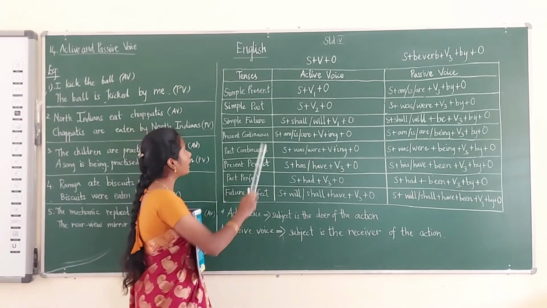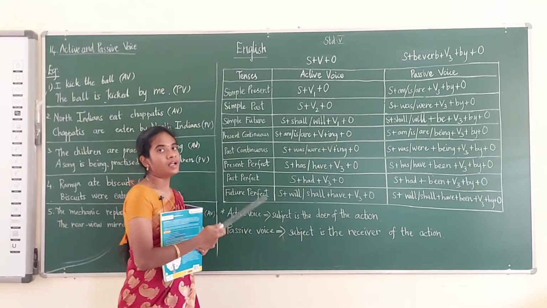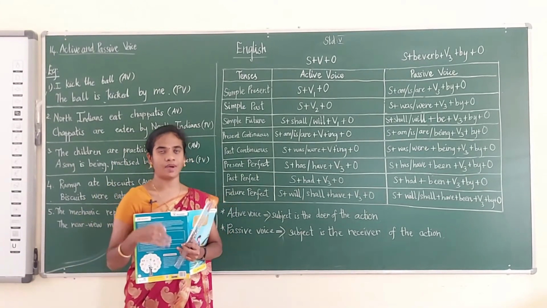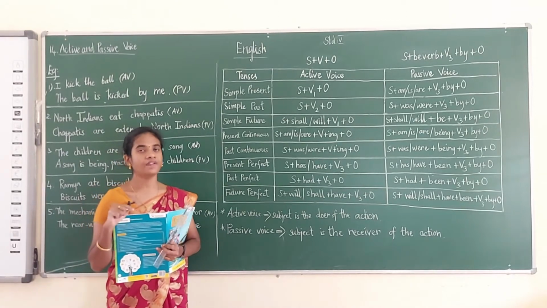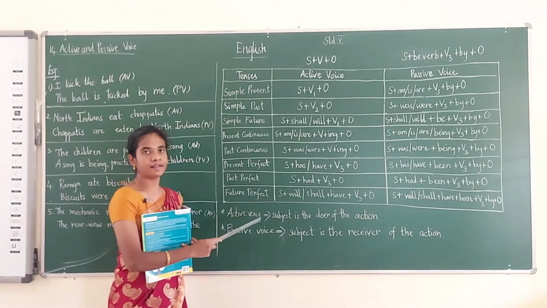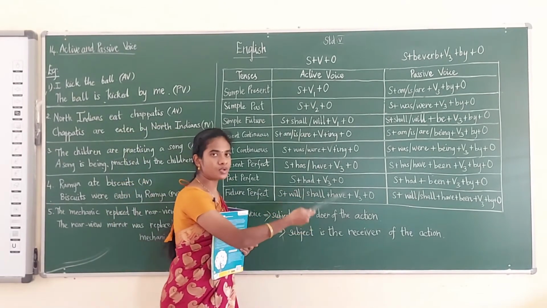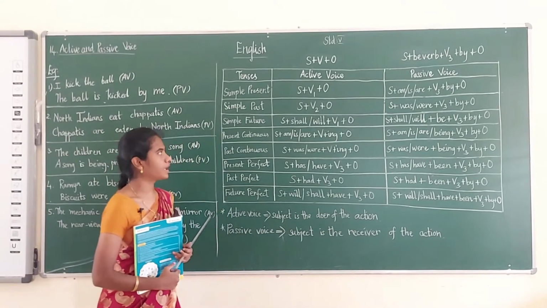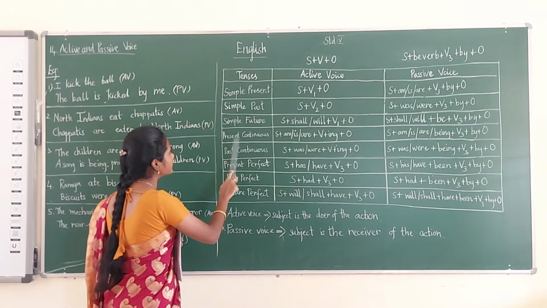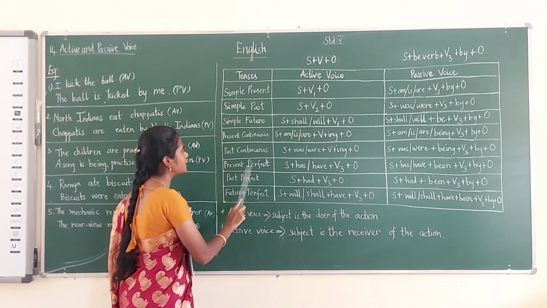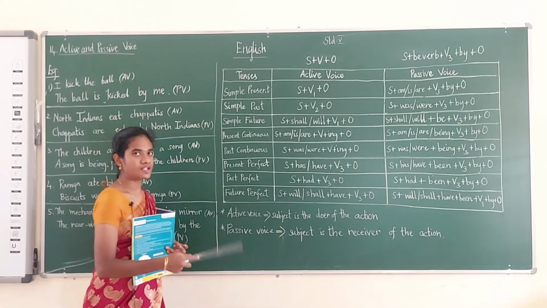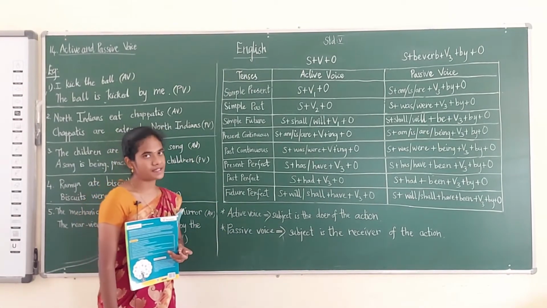Here I have written the 8 tenses. These 8 tenses can change from active into passive and passive into active. Totally we have 12 tenses, but only these 8 tenses can change. What are the tenses? Simple present, simple past, simple future, present continuous, past continuous, present perfect, past perfect, future perfect.